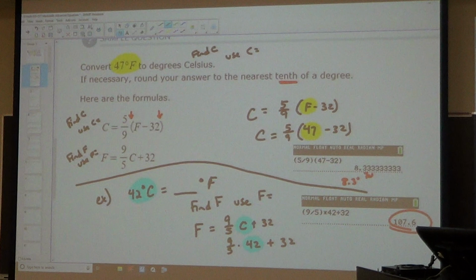The nearest tenth of a degree is one place behind the decimal. So just leave that one. This one is going to be 8.3 because the 3 tells the 3 to stay the same.